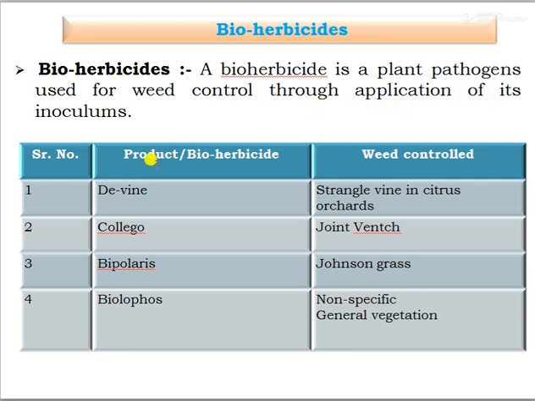You can see the table of different bioherbicides, the products of bioherbicide and the specific weeds they control. Divine is the bioherbicide which can be used for control of the strangler vine in the citrus orchard. Then Collego is for control of joint vetch. Then Bipolaris is for control of Johnson grass. Then Biolophos is non-specific, used for general vegetation. These are the ideal examples of bioherbicides for control of the weeds.